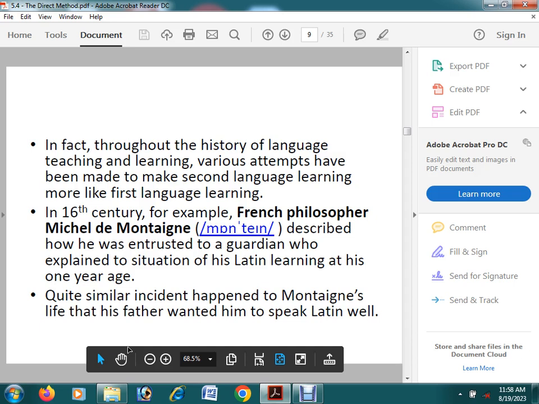And this grammar translation method, we thought, will be appropriate. Appropriate means that in case of spelling, in case of grammar, in case of structure, everything should be to the point. And here Montaigne mentioned an incident: one guardian wanted his child to learn language in the exact way, that means following the exact rules and regulations of grammar. What is it? That is the grammar translation.